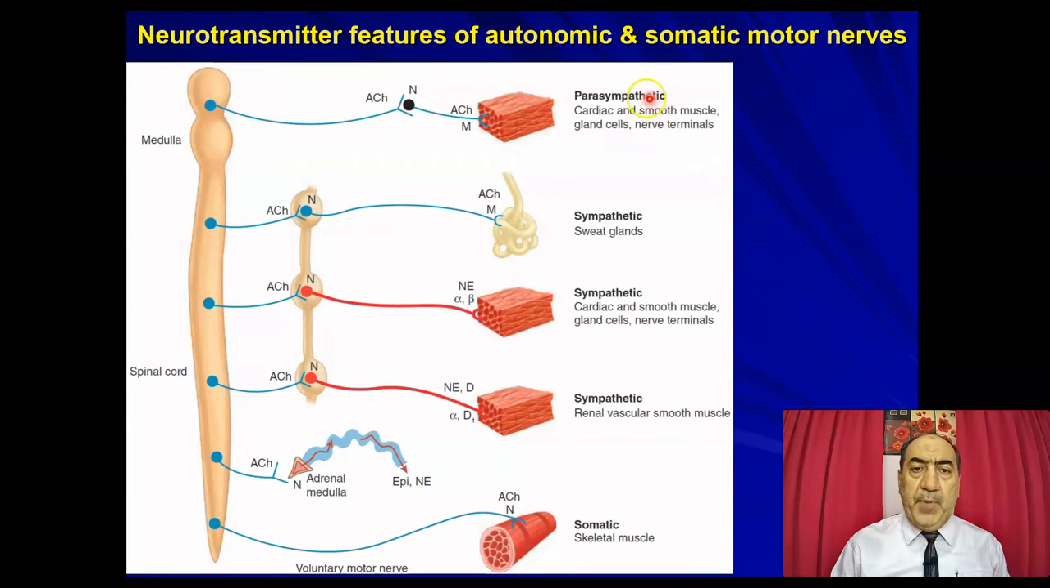If you look here, this is the parasympathetic. Look at the ganglia. It's far from the CNS, close to the effector organ. Look at the sympathetic. The ganglia is lateral or close to the CNS. So ganglia in the parasympathetic are close to the effector organ, and in the sympathetic they are close to the CNS.